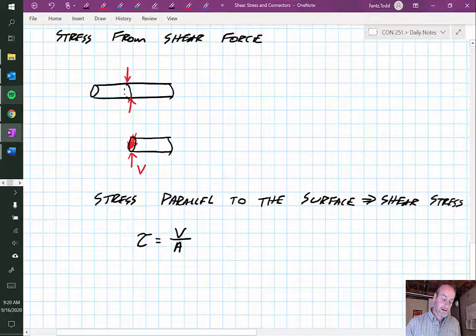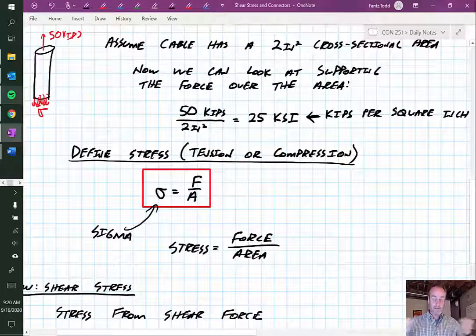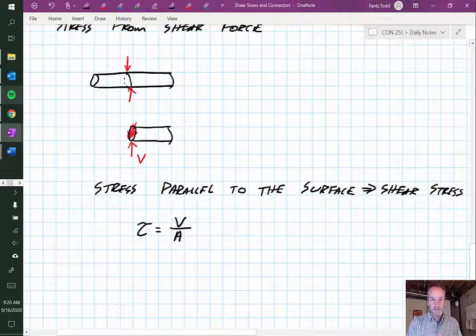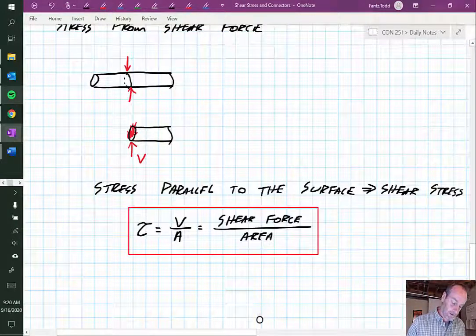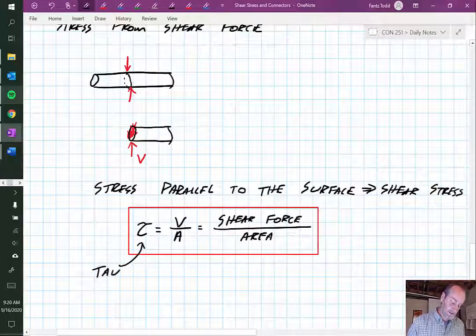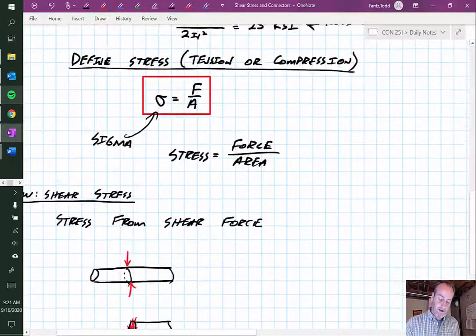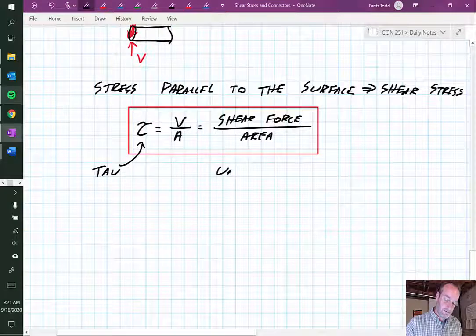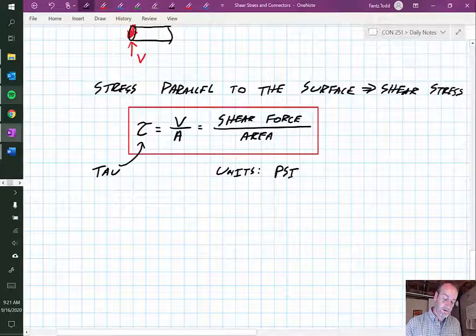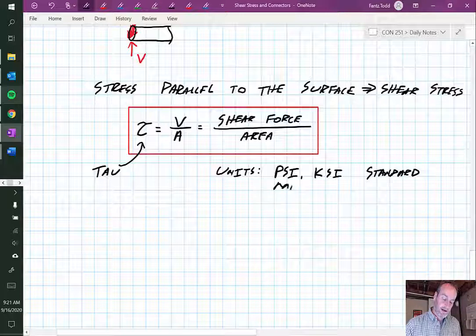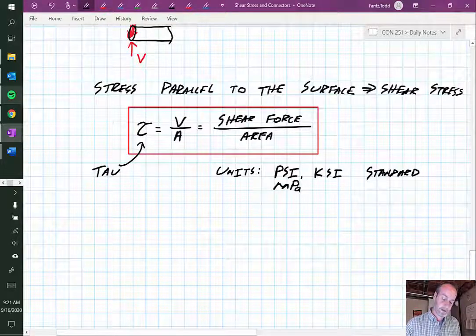So before, what we had was our sigma, or axial stress, is the force over the area. Well, this is the same idea. Our shear stress is the force over the area. It's just a shearing force over the cross-sectional area. And this guy here, once again, is a tau. Now, unit-wise, it would be the same units that we had up here. So our units would be either PSI, but more than likely it would be KSI, kips per square inch, and that's in standard units, and megapascals in metric.